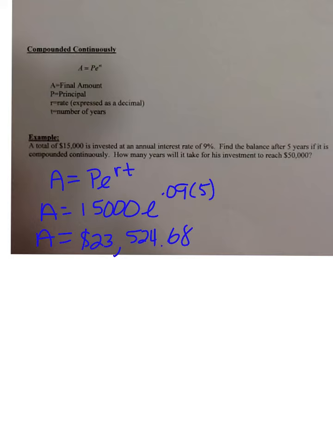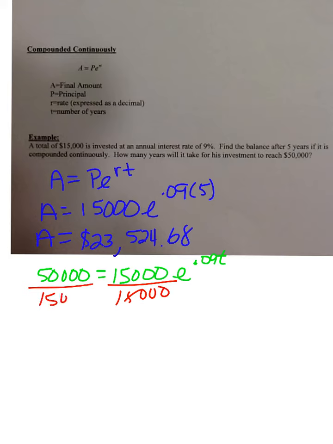All right, so now let's do the next part. It says how many years, so we're going to solve for time, will it take for his investment to reach $50,000? So A is now $50,000. That's what I want in the end. The investment didn't change. R is still 0.09, and I'm looking for t. So I'm going to divide both sides by 15,000. So 50,000 divided by 15,000 is 10/3, equals e to the 0.09t.